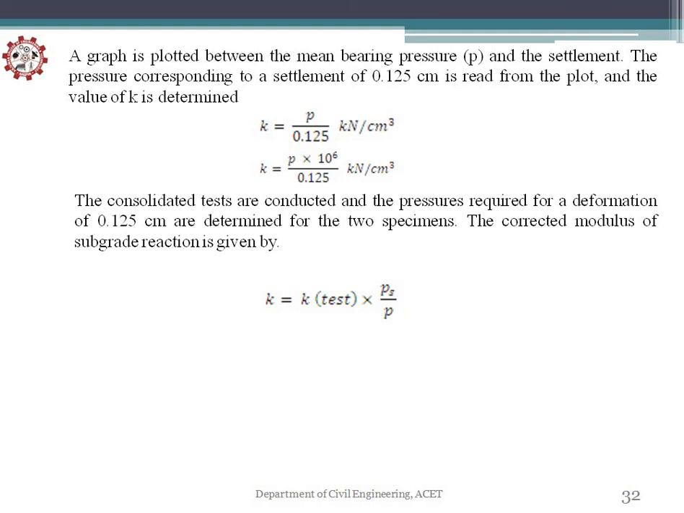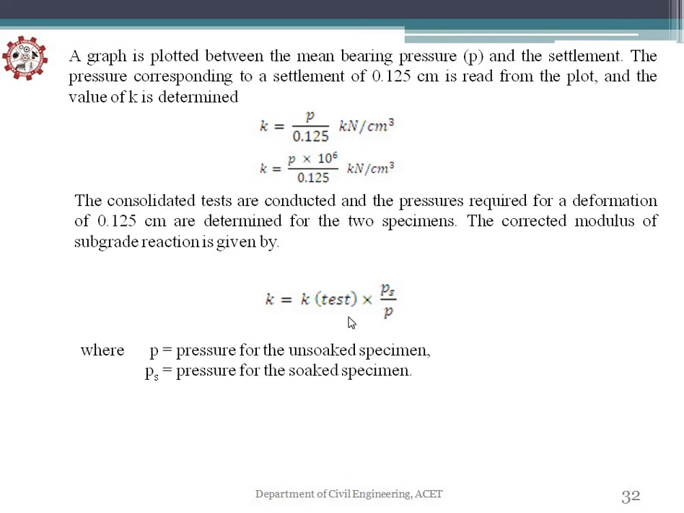Again, if you are calculating the value of K for the plate, then that will be the K of test into PS upon P. So this K initial calculated is taken here, and P is the pressure from the unsoaked material and PS is the pressure from the soaked material, which you get from the calculations, and after that you will calculate the value of K.